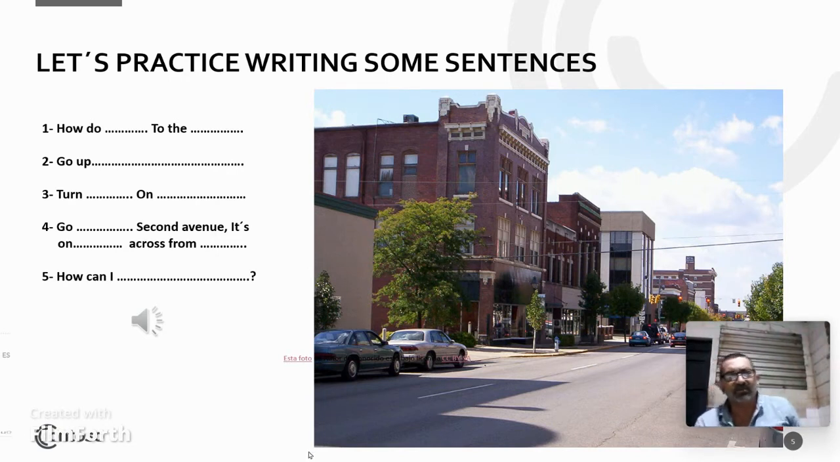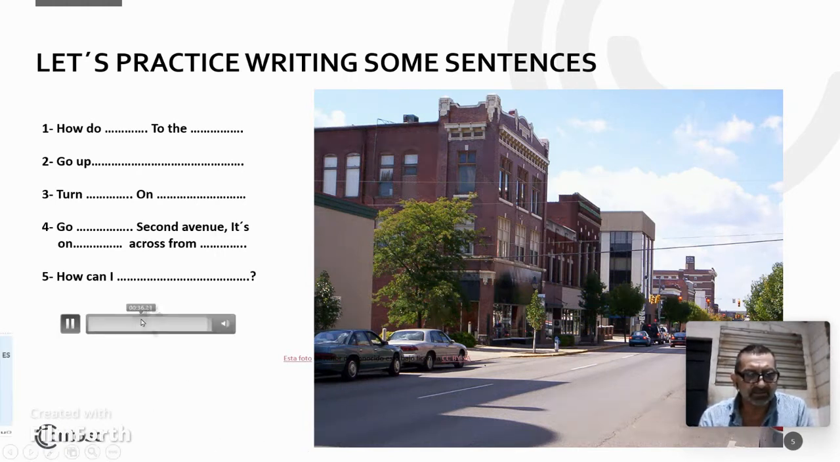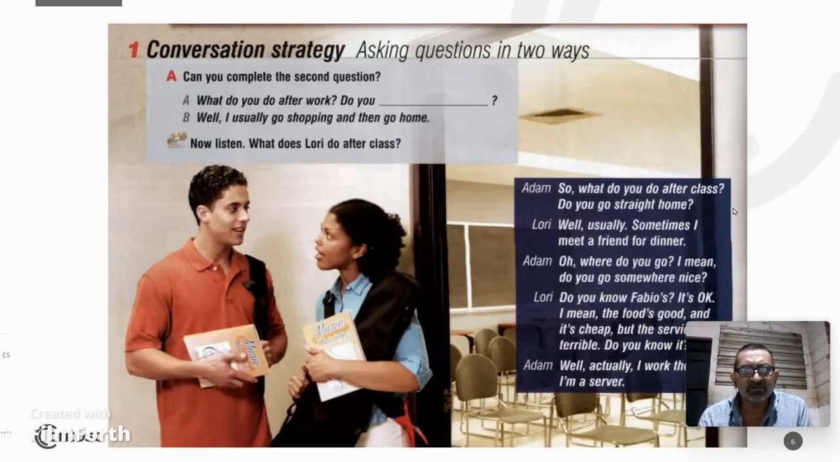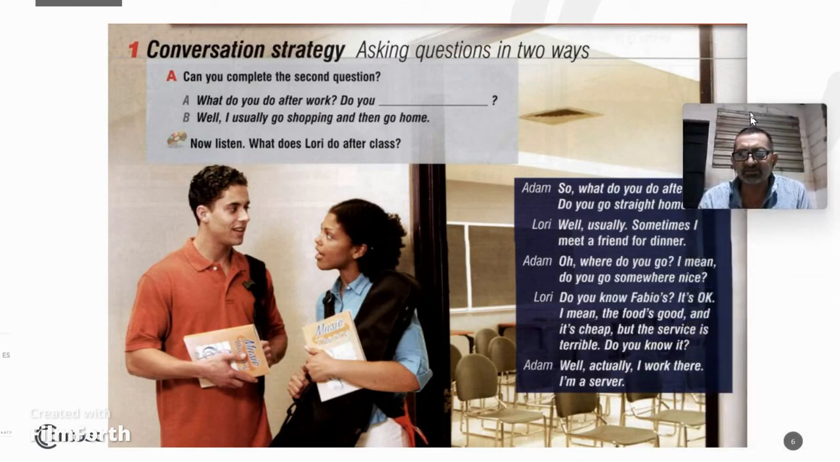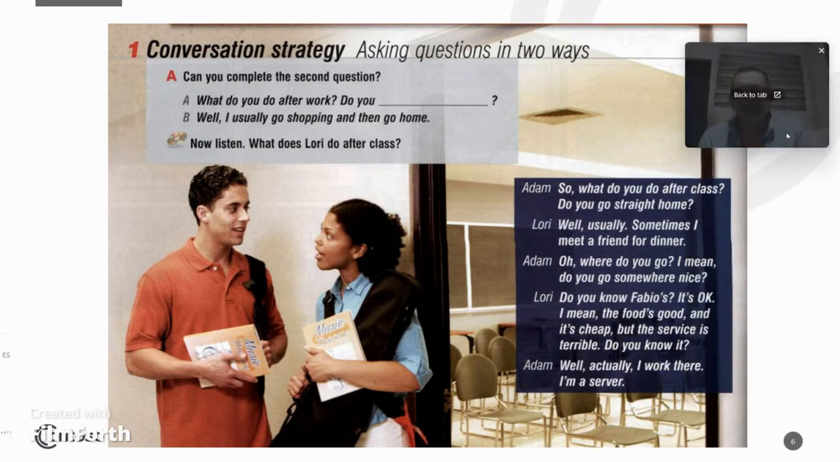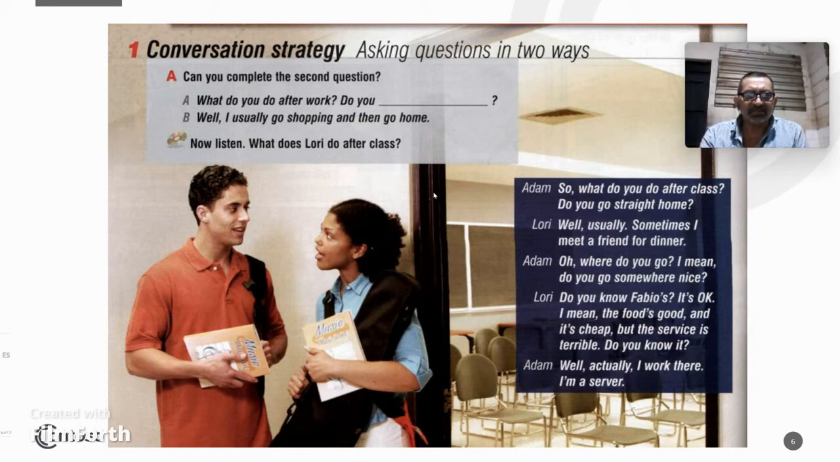Okay, I hope you already wrote down all the sentences. Walk down Center Street. Okay, so you already wrote all the sentences. Now let's see how it goes to the practice of this. And we have here a short conversation between two guys. His name is Adam and she's Lori. And let's see what happened in that conversation.